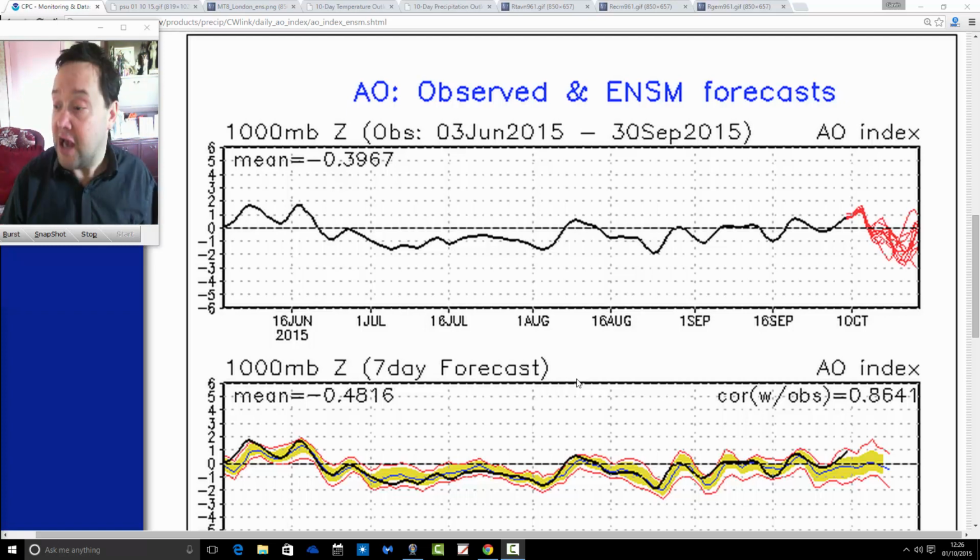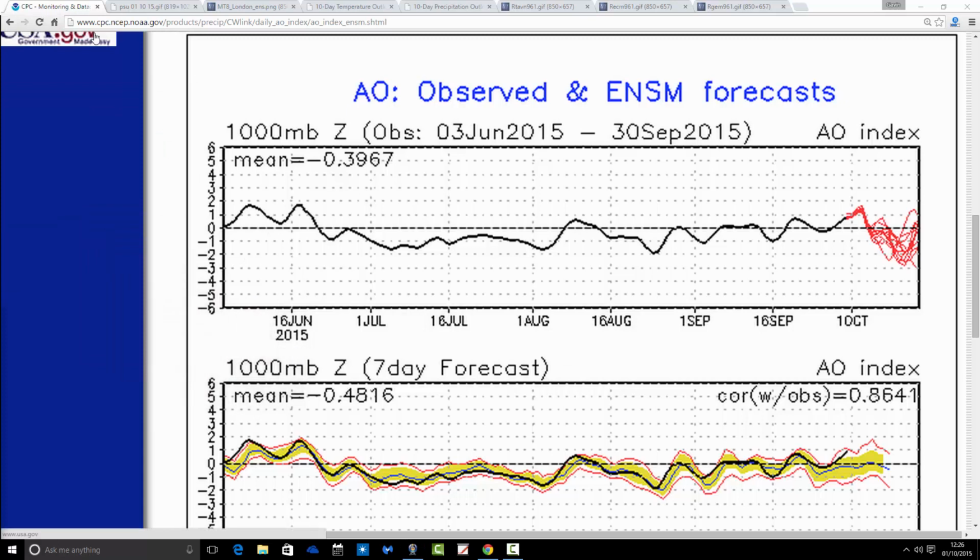Just starting off with the Arctic Oscillation observed and forecast chart, first of all. The Arctic Oscillation is a reflection of the state of the atmosphere over the North Pole. It's not a driver of anything, just an index that's telling us what the weather is doing. When the Arctic Oscillation is positive, you've got low pressure over the pole. When the Arctic Oscillation is negative, you've got high pressure blocking over the pole.